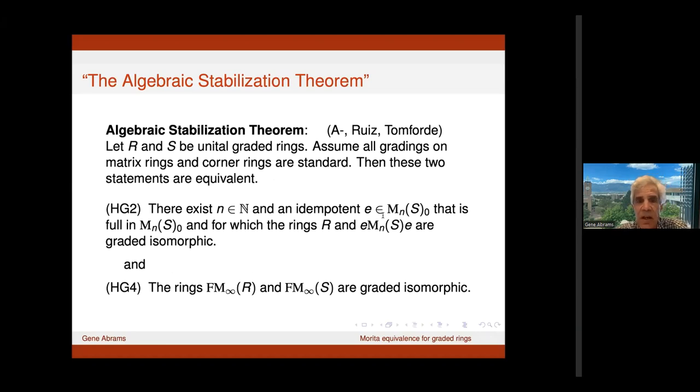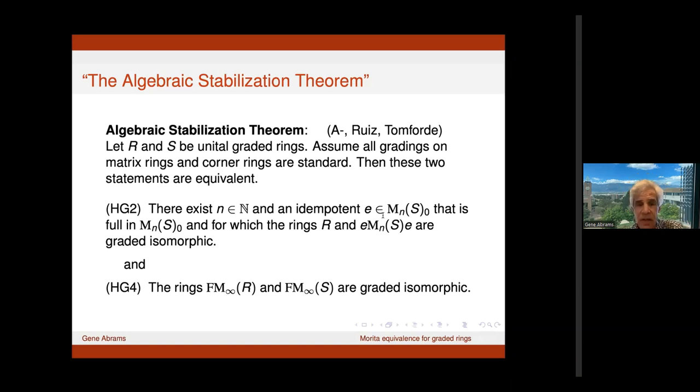If you take unital graded rings, you assume that the gradings on the rings that look like a matrix ring or a corner ring are these standard gradings, the ones that you'd maybe naively expect to put on the appropriate rings, then it turns out that the following two conditions are equivalent: that the FM infinity rings are graded isomorphic in the standard grading is equivalent to, well, something that looks like the existence of a full idempotent, but here the idempotent has to be more than just full in the matrix ring, it has to be full in the zero component of the matrix ring.